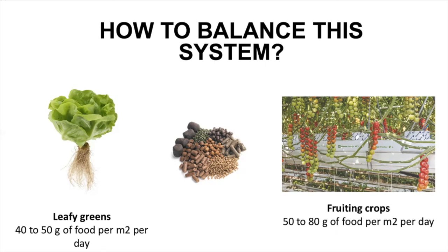As we learned, we focus on nitrate. When growing leafy greens, we will calculate to provide 40 to 50 grams of fish food to the system daily per square meter. If you are working with fruiting crops, we should consider to add more nutrients. Therefore, we will be adding from 50 to 80 grams of fish food daily to our systems. Once we know the amount of food required to keep nutrients as optimal as possible, we will then calculate the amount of fish that could be fed by the amount of food calculated for the system.